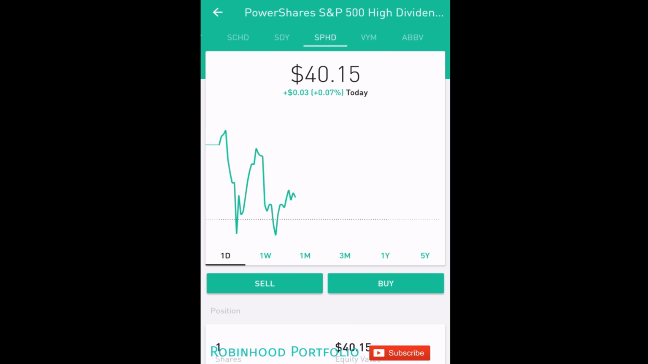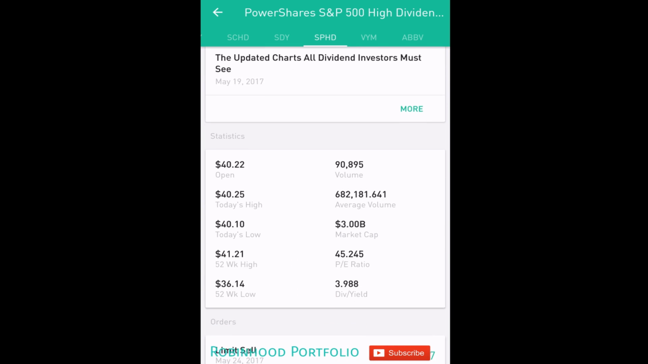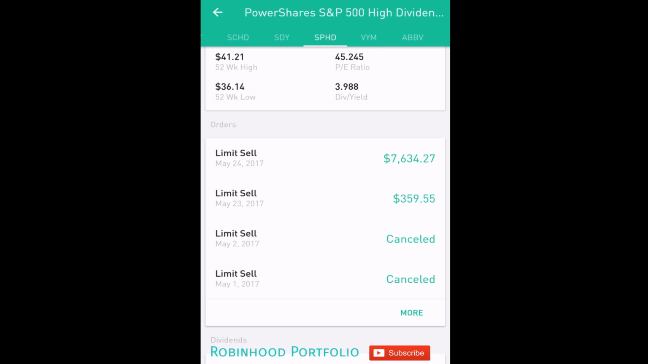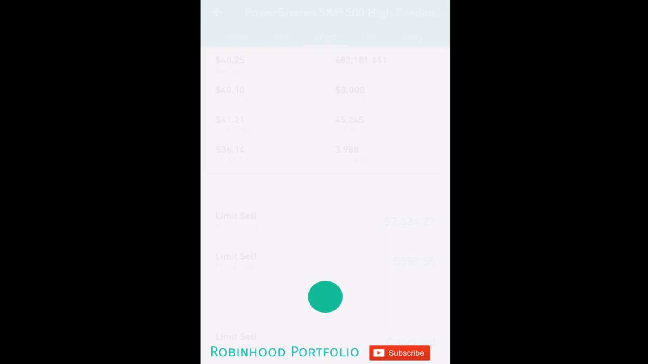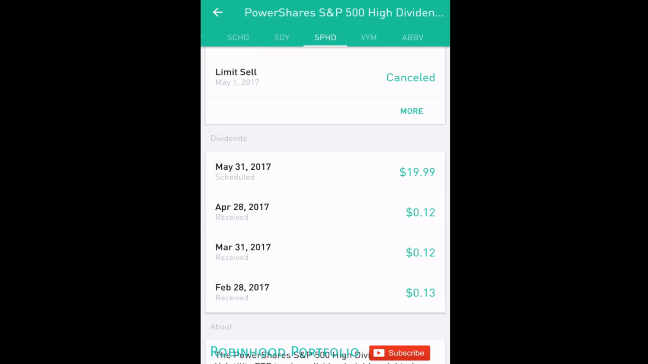This is another stock I'll be jumping into. I've been doing a little bit of dividend capture with this particular stock. A great ETF, has a monthly dividend associated with it. 3.9, a little bit over 4% right now with the price of the stock. You can see limit sell here. I put in on May 24, $7,600. And you can see on the bottom here, monthly dividend.